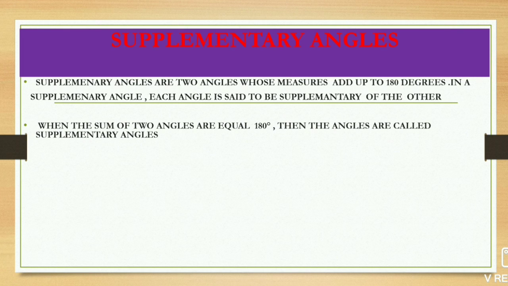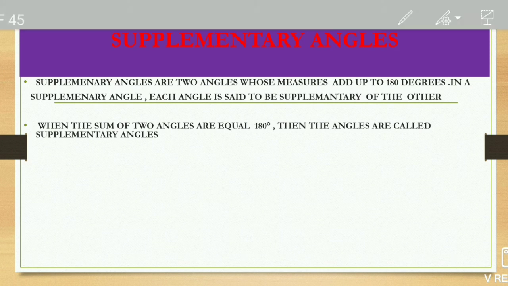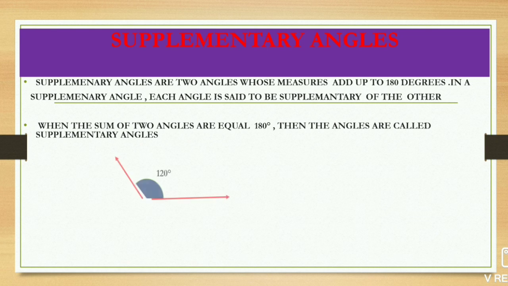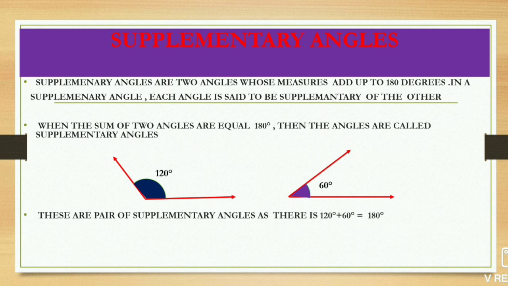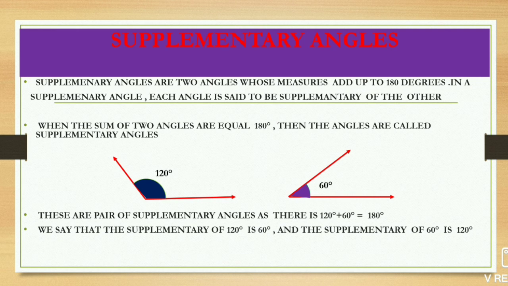Next, when the sum of two angles is equal to 180 degrees, then the angles are called supplementary angles. Once again I recall that. So say this 120 degrees and 60 degrees. Can you say these two angles are supplementary? Yes. These are a pair of supplementary angles, as the sum 120 plus 60 is 180. We say that the supplementary of 120 degrees is 60 degrees and the supplementary of 60 degrees is 120 degrees.